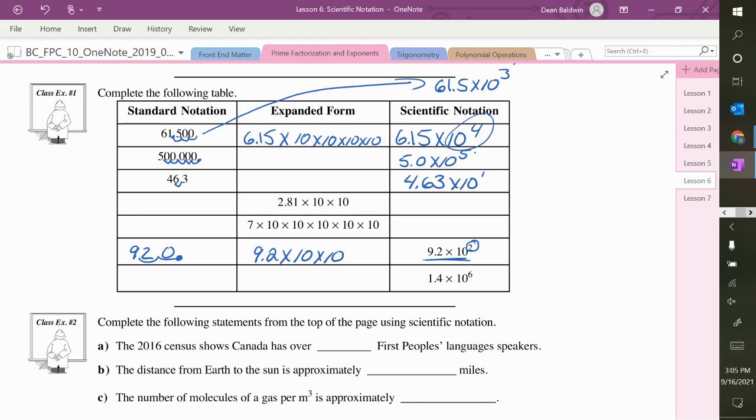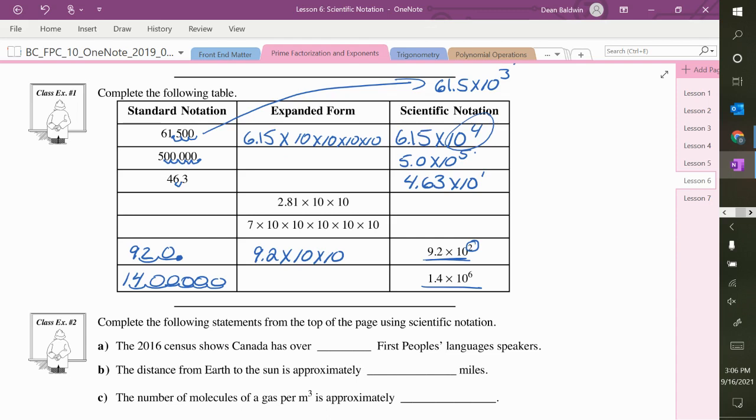Okay? So what about this one? 1.4 times 10 to the 6. How many spots am I moving the decimal? 6. 1, 2, 3, 4, 5, 6. You're filling everything with a 0. Boom, boom. So it's 1.4 million. Is that okay? We're good?